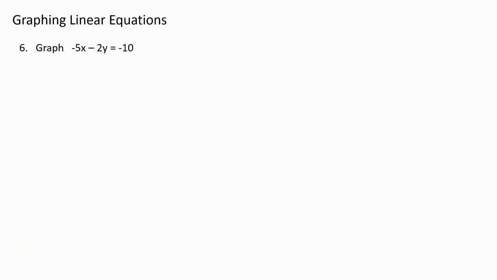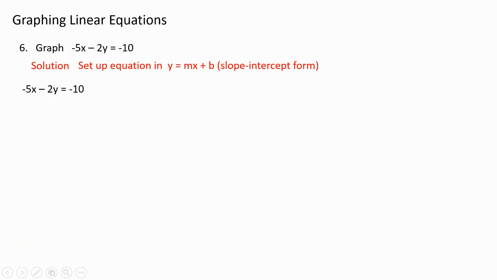Now graphing linear equations. Now this is not in the slope-intercept form. So the first step is that we have to rewrite it in the proper form, y equals mx plus b, which means we have to have y by itself on the left side, and everything else has to go to the right. So we start by adding 5x to both sides.